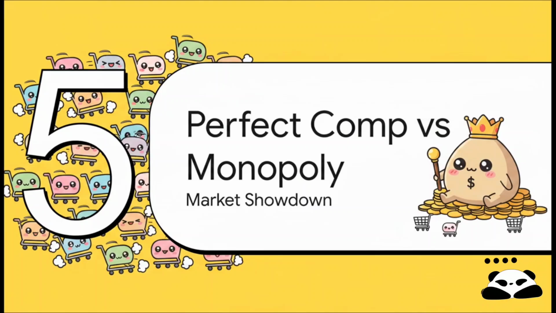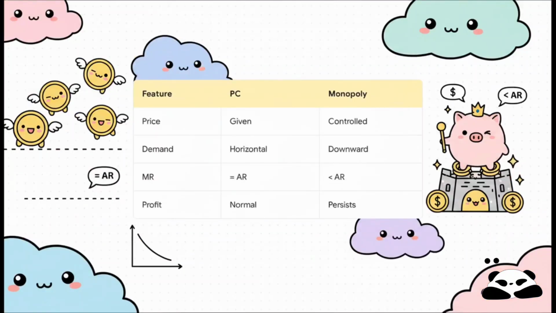Almost there. Section 5. Perfect competition versus monopoly. To really lock all this in, let's do a direct head-to-head showdown. I highly recommend taking a mental screenshot of this quick comparison matrix because it cleanly summarizes every high-yield difference you need to know. In perfect competition, price is simply given. In a monopoly, it's controlled.